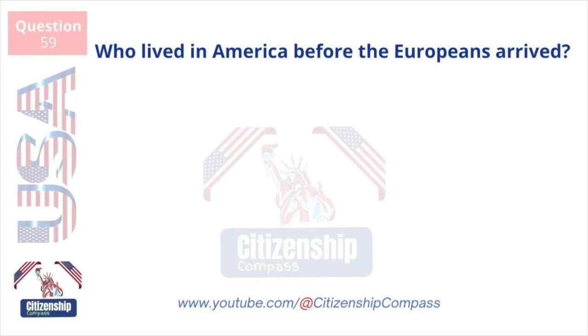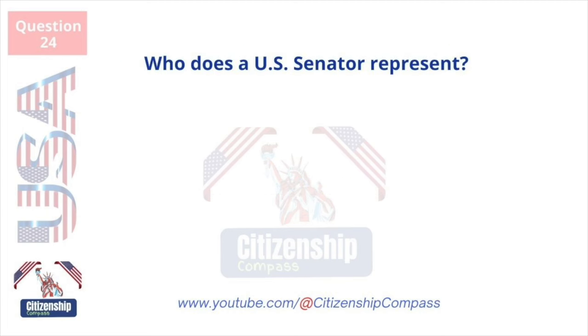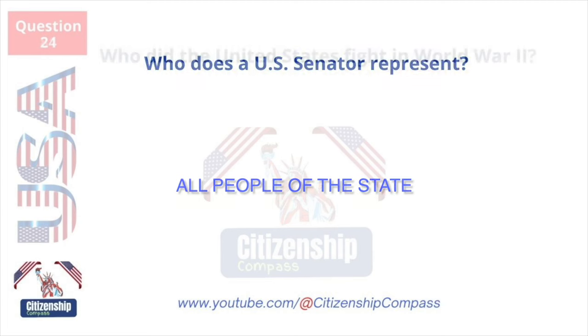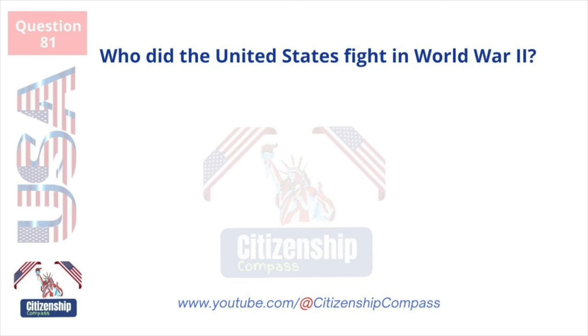Who lived in America before the Europeans arrived? American Indians. Who does a U.S. senator represent? All people of the state. Who did the United States fight in World War II? Japan, Germany, and Italy.